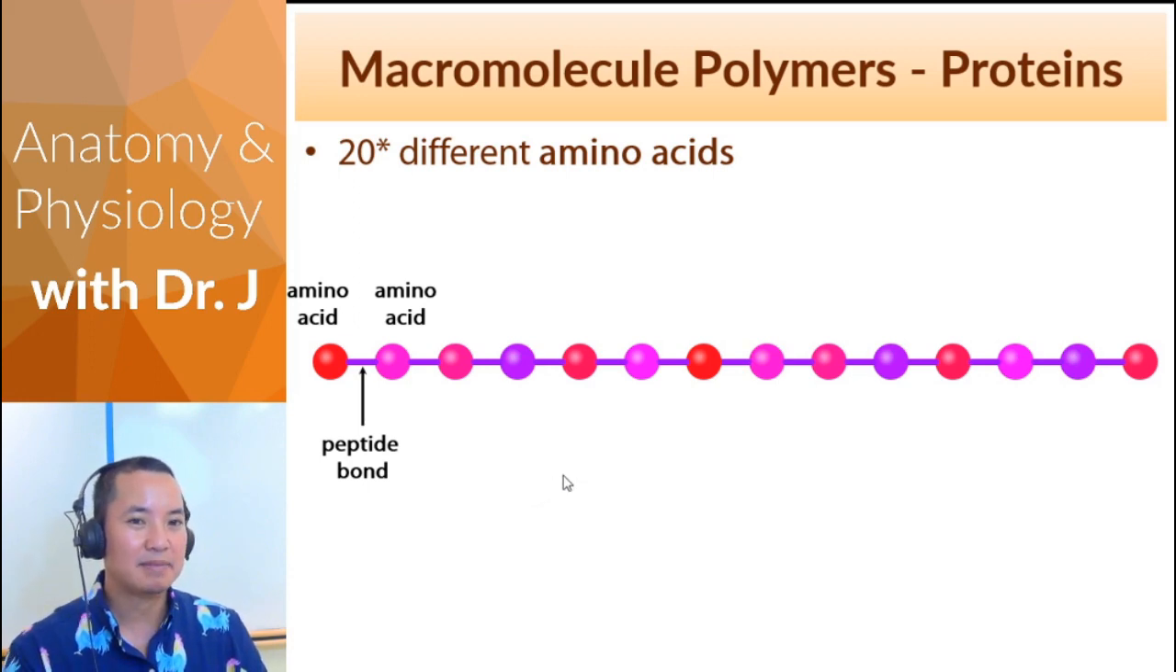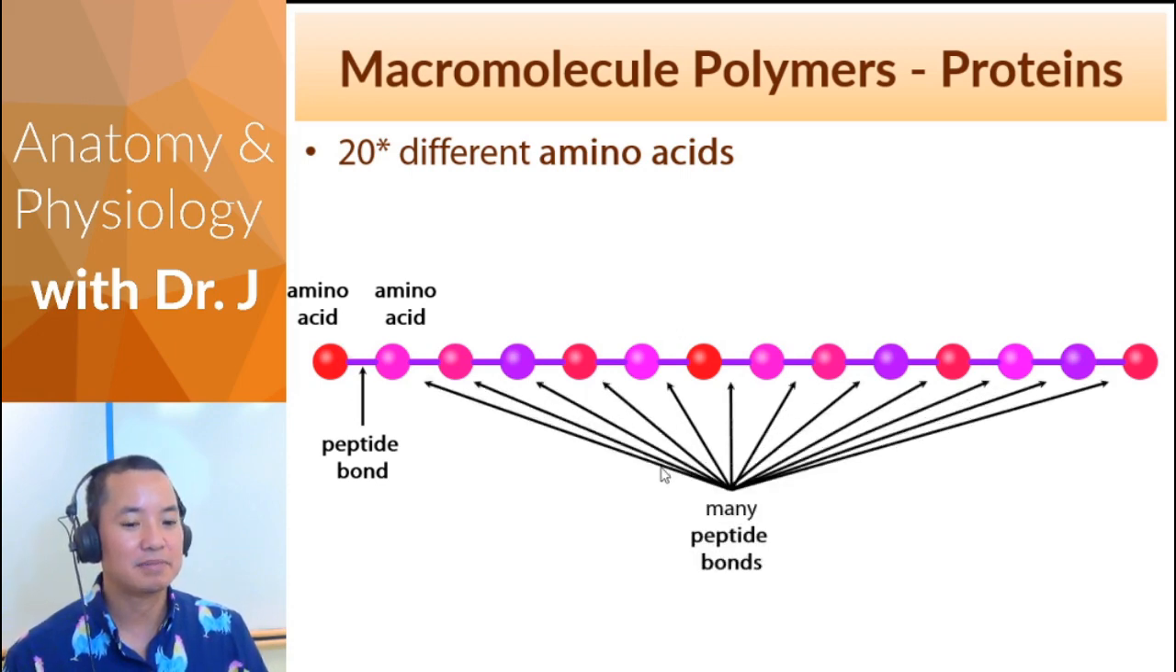Hey, remember that prefix that we talked about, many saccharides put together? So when you have many peptide bonds in a row linking all these amino acids, that's what you call a polypeptide, right? So a polypeptide, why? There's many peptide bonds linking amino acids.